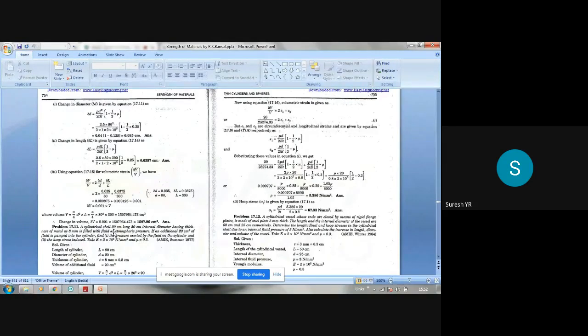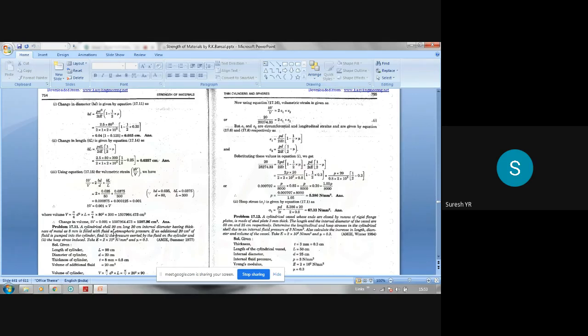If an additional 20 centimeter cube of fluid is pumped into this cylinder, that means we are adding delta V, the additional volume. The additional fluid is filled with some pressure. So 20 centimeter cube of volume is pumped into the cylinder. Find the pressure exerted by the fluid on the cylinder. That means P is unknown here.